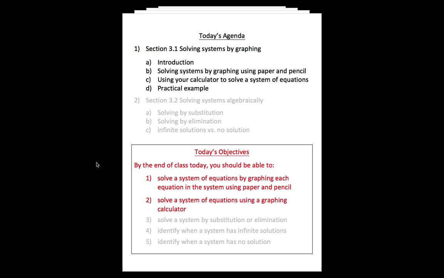And for some equations, we may need to use a graphing calculator for a variety of different reasons, namely if the solution set is not a whole numbered ordered pair. And so you should also be able to use your graphing calculator to identify the solution set of a system of equations. When you come back tomorrow, we'll talk a little bit more about systems of equations, but this time we'll look at how to solve these systems algebraically.